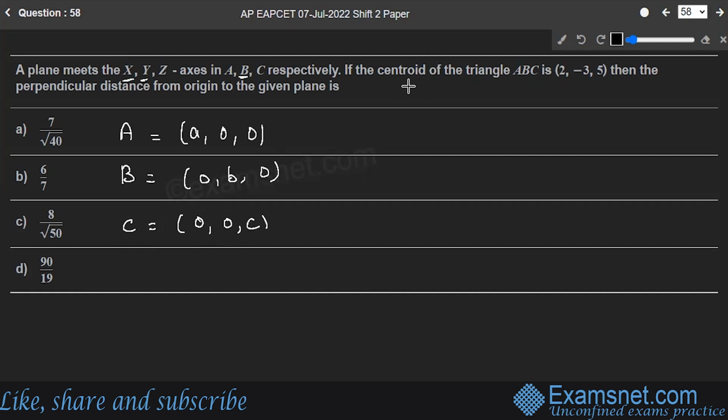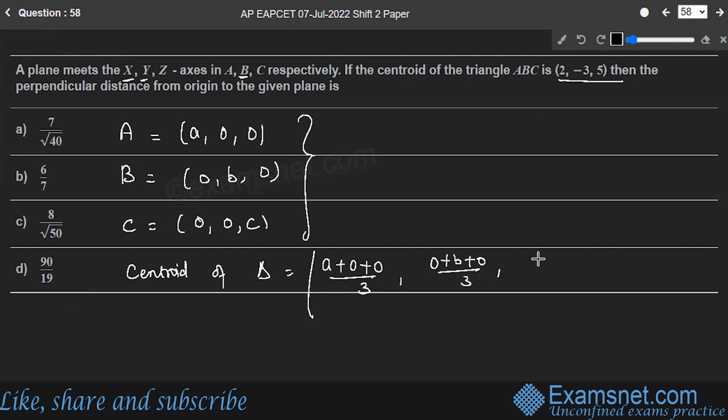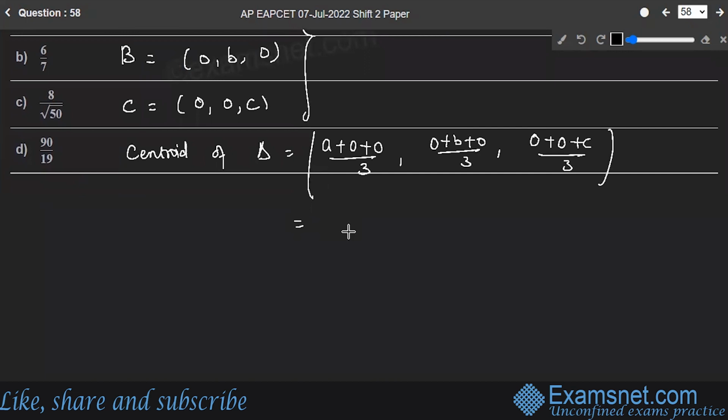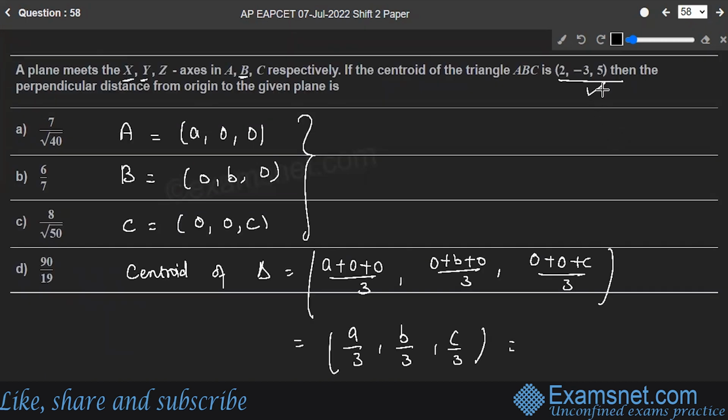Alright. Now, you are given the centroid of the triangle. Let's write down the centroid of the triangle. If I'm considering these three points, then this will be given by (A plus 0 plus 0) upon 3, (0 plus B plus 0) upon 3, (0 plus 0 plus C) upon 3. Which gives you the centroid of this triangle as A by 3, B by 3 and C by 3. Now you are given that this centroid is equal to (2, minus 3, 5).